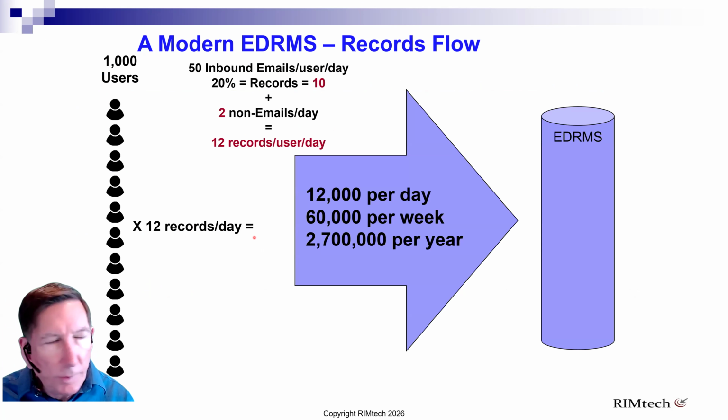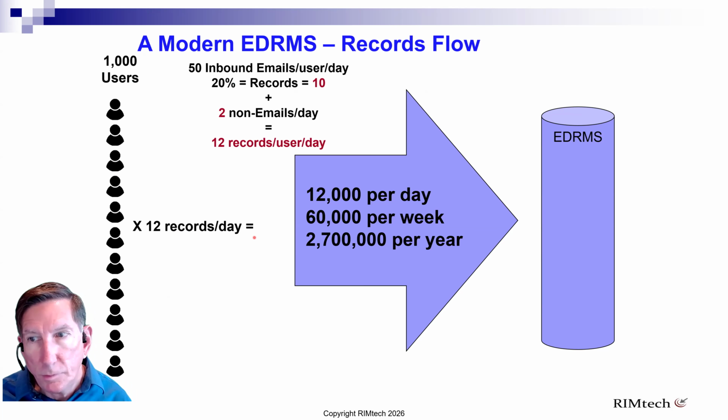Now, here's the first of the 4 things I said you need to truly understand. Where does compliance come from? Well, if we have, let's say, 1,000 users, it turns out that on average, 1,000 users will create 12 records a day. Where do we get that number 12? 50 inbound emails, 20% of which would meet the definition of a record, plus 2 non-emails, that is, documents per day, created or downloaded, for a total of 12. So that would be 12,000 a day, or 2.7 million per year.